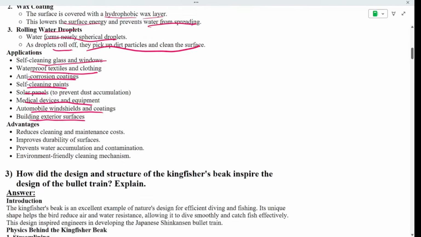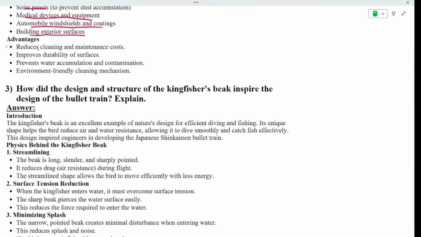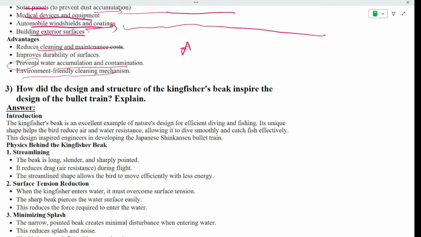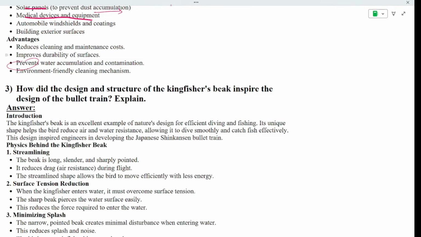Next, if we see the application advantages: reduces cleaning and maintenance cost, improves durability of surfaces, prevents water accumulation and contamination, is environment friendly, and makes the cleaning mechanism easy. That is one of the advantages. You can write the applications and you can expand this also. They are used in building exterior surfaces and medical equipment; generally you can write anything. That is how you can elaborate a theory answer.